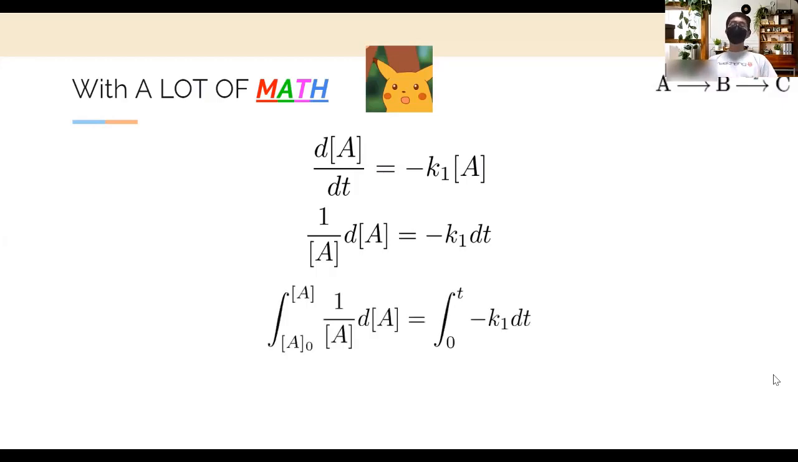Now we will try and integrate it from time equals 0 to a certain time t. As you can see, on the left-hand side we will use the corresponding concentrations of A. At the start, it is A naught when time equals 0, and at time equals t, we just let it be represented by A. So by integrating it, we get this equation, which can be manipulated to express A as a function of time.